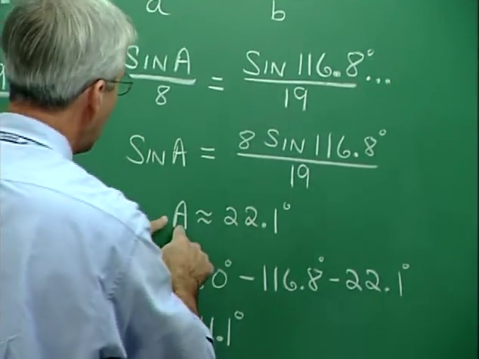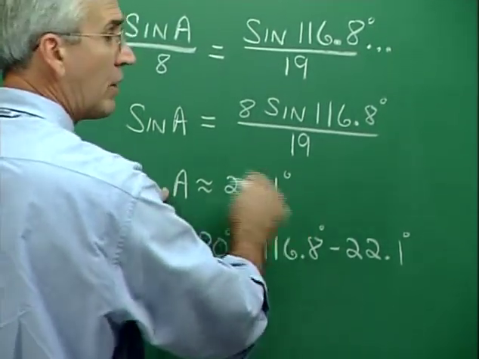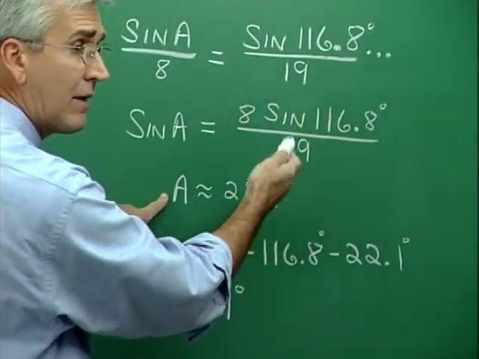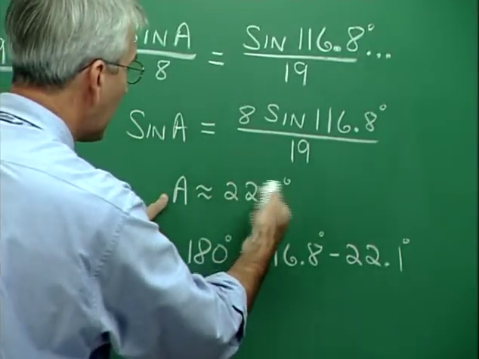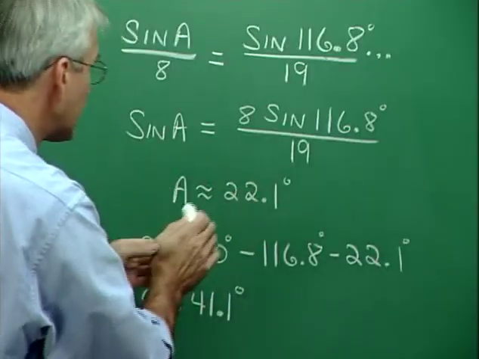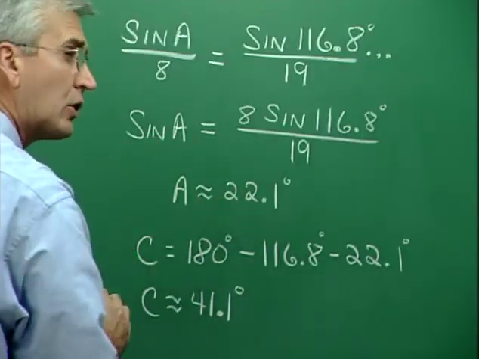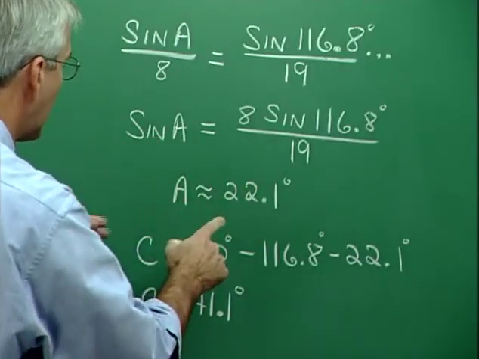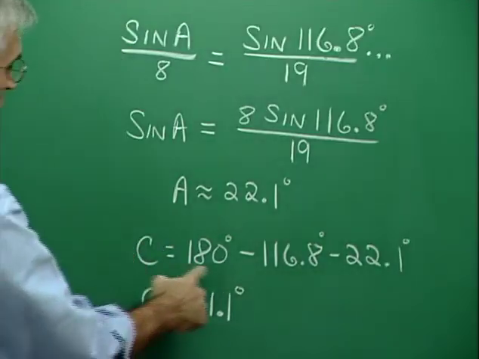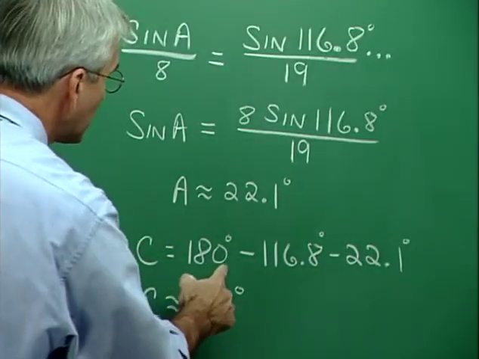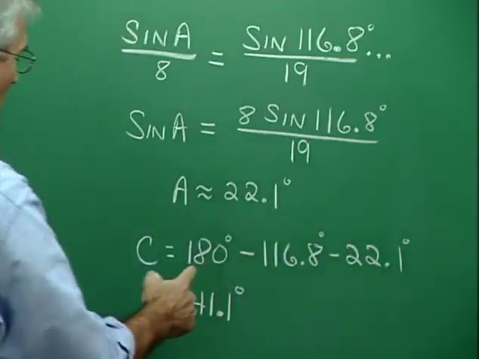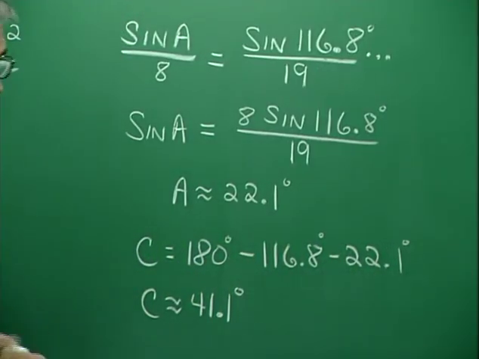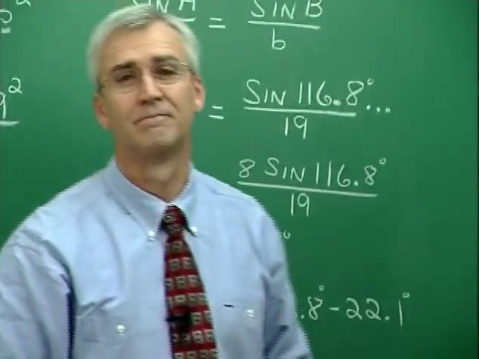Okay, at any rate, we find angle A to be 22.1 degrees, and we need not worry about a second quadrant reference angle of 22.1 degrees and all of that business. We know that we have an acute angle here within our triangle. And then for angle C, it's 180 minus the other two, so it's 180 minus 116.8 minus 22.1, or approximately 41.1 degrees.